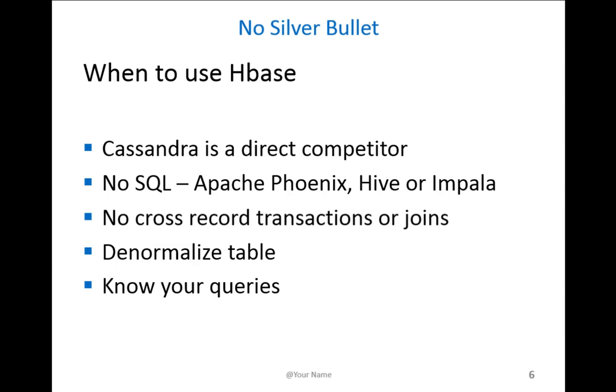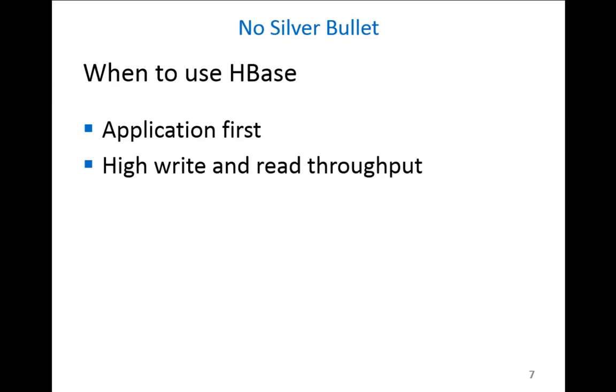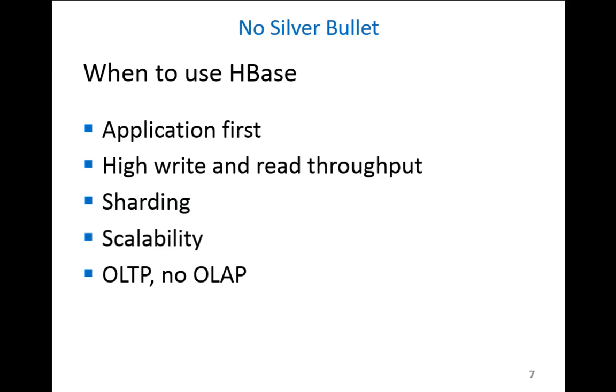So compared to other databases where you build your database and then your applications on top of it, here you have to build your application first, and then based on the queries that you're going to use, that's how you're going to design the schema for your database. So the application has to come first most of the time. This is usually used when you need high write and read throughput. It supports sharding and it's extremely scalable, as I have mentioned. But this is mainly for online transaction processing. It's not to be used for analytic processing. So for that, you should use Spark or any other framework on top of HBase.